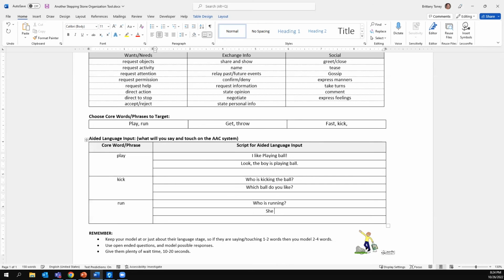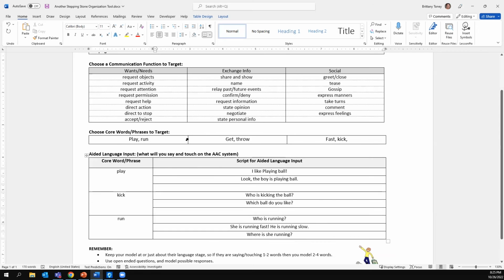Or we could say she is running fast, or maybe he is running slow. Where? Yeah, perfect. Where is she running? Yeah. Awesome. Perfect. Okay, so this is how you would fill out that form.